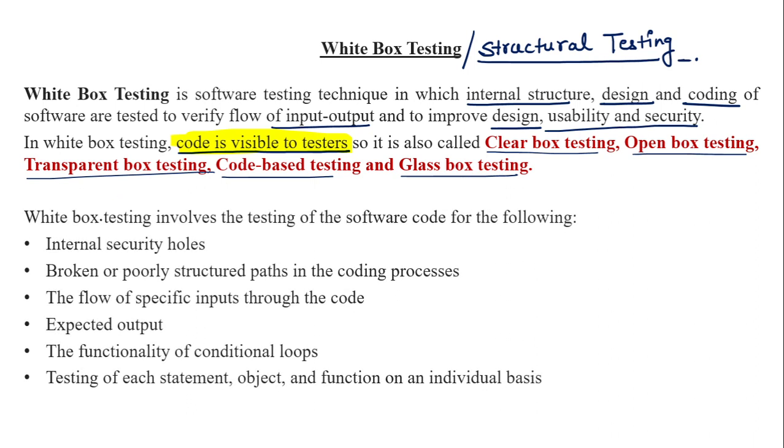ठीक है? White box testing involves the testing of software code for the following: internal security holes, कि अगर आपकी कोडिंग में कोई प्रॉब्लम है या कोई सिक्योरिटी पर्पस का कुछ प्रॉब्लम है तो वो आप फाइंड कर सकते हो. Broken और poorly structured paths. यहाँ पे हम क्या फाइंड करते हैं बेसिकली, we try to verify the flow of input output. मतलब कि what we are doing, basically trying to find कि एक सॉफ्टवेयर में जो हमारी information है, how this information is flowing in different different parts. अगर हम इनपुट दे रहे हैं यहाँ से, ये आउटपुट हमें यहाँ मिल रहा है, तो how the information is flowing, what is the path this information is following.